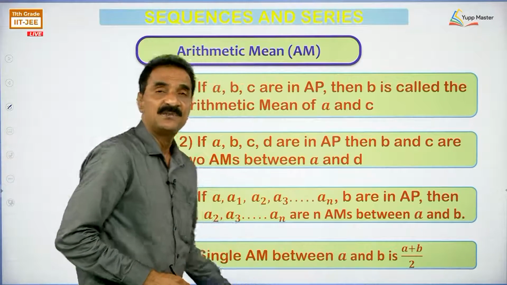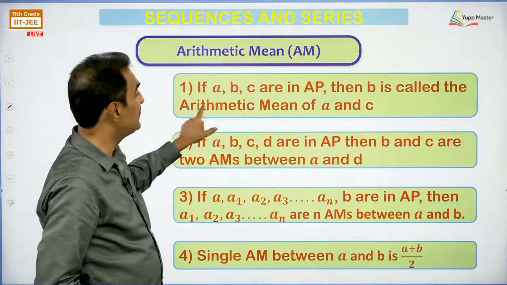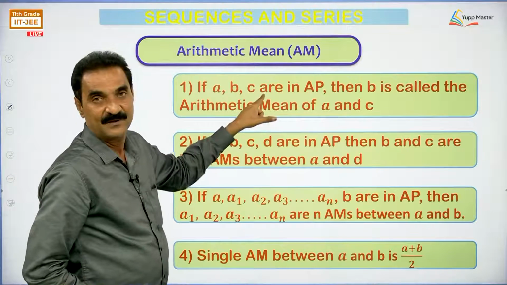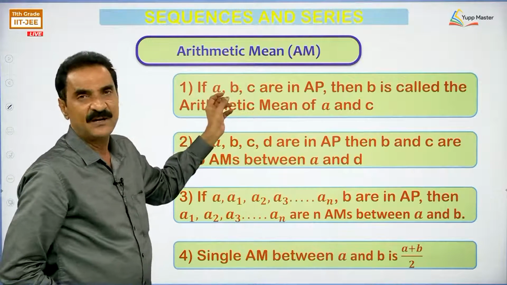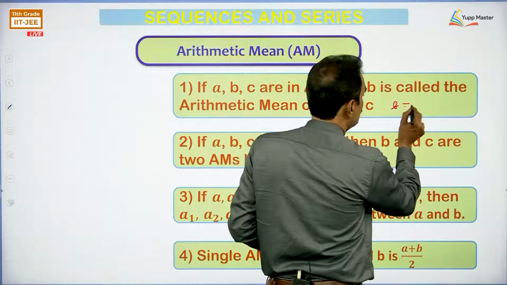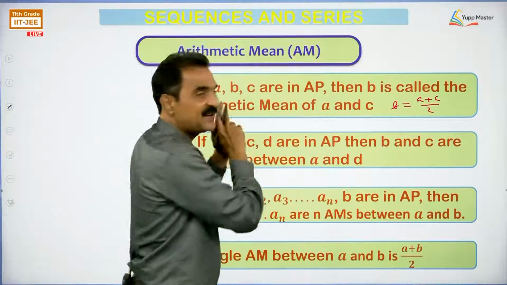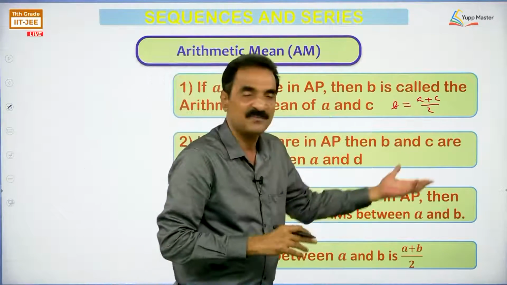If three numbers A, B, C are in AP, the middle number B is called the arithmetic mean of A and C. And we know that if A, B, C are in AP, B is equal to (A plus C) by 2. So the arithmetic mean of two numbers A and C is nothing but the sum of the numbers by 2, or simply the average.